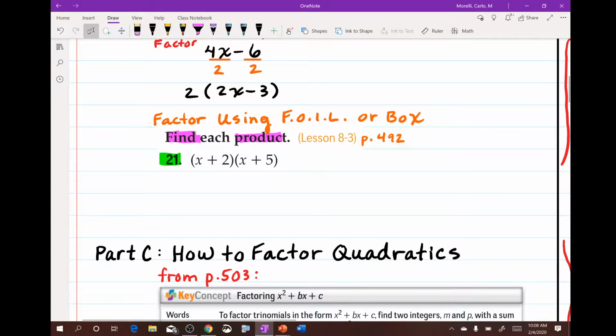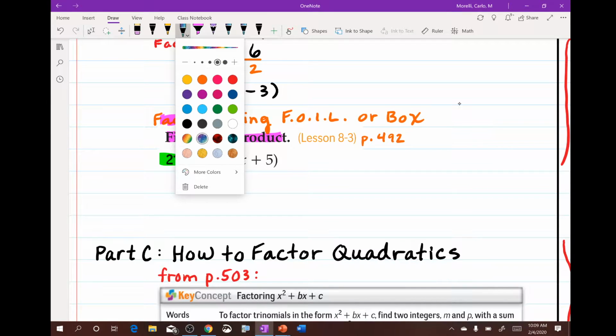Now we're going to multiply together using FOIL or box. Which way do you want to use? Everybody said FOIL except you. And I think that's because FOIL is the prettier one.